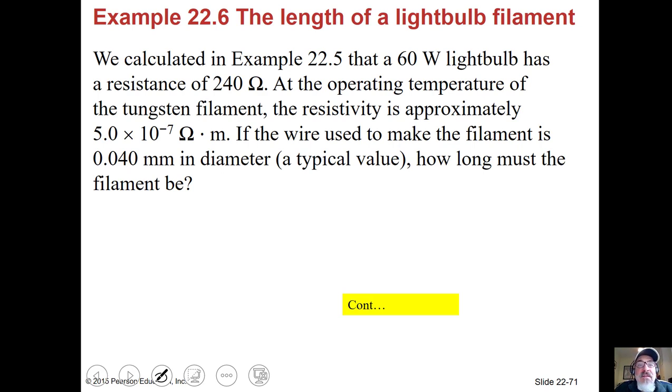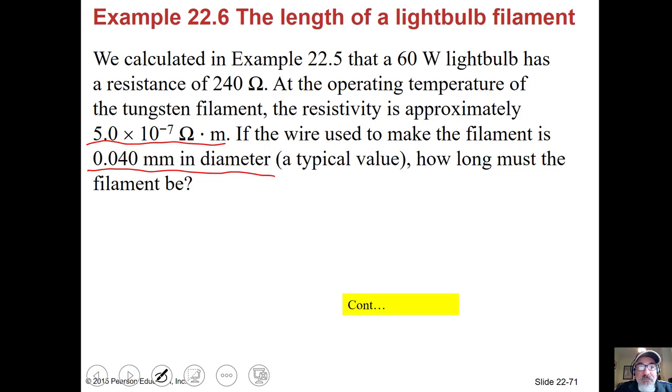Okay, so the length of a light bulb filament. We calculated in example 22.4 that a 60-watt light bulb has a resistance of approximately 240 ohms at the operating temperature. The resistivity, good, we saw this too. If the wire used to make the filament has this diameter, a typical value, how long must the filament be? Don't be surprised if it's really long, actually.